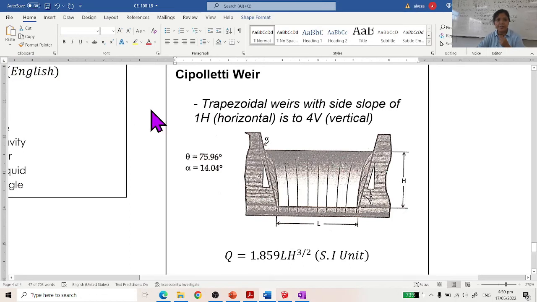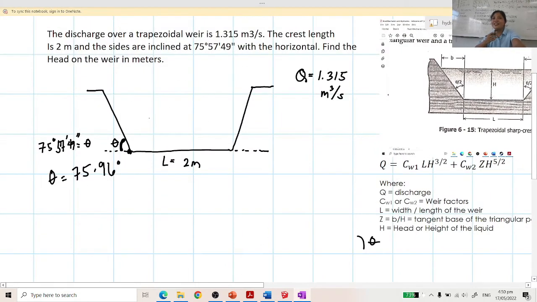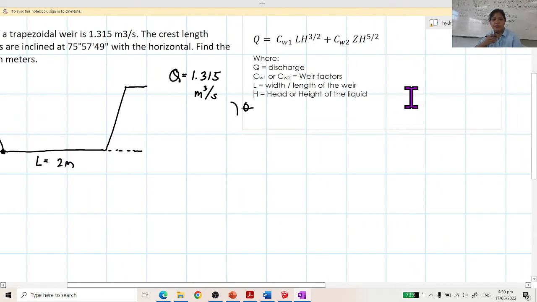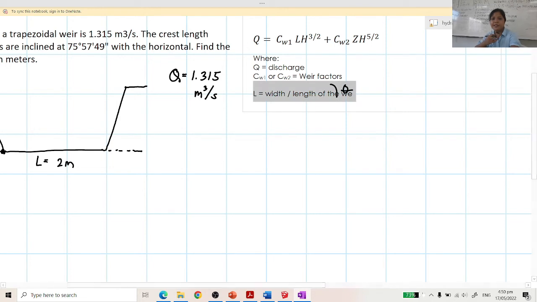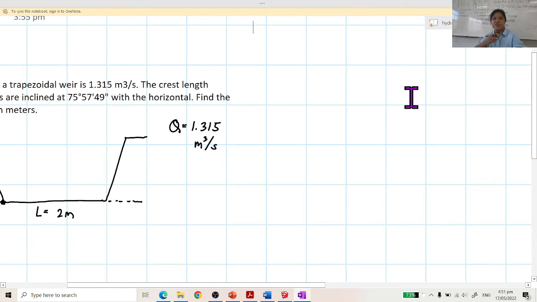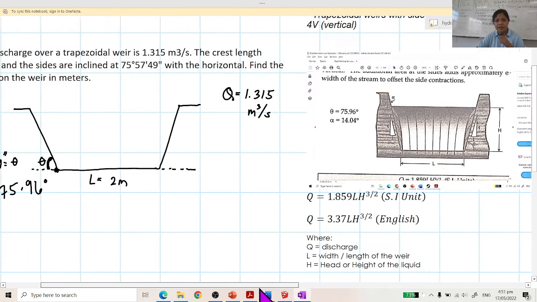Ang formula na gagamitin natin para sa problem na ito ay ang formula for trapezoidal weir but given ang kanyang slope is 75.96 degrees. Compliant kasi tayo dun sa problem. Clue na rin yan eh. Kapag hindi given yung Cw, ganyan. Wala ding binigay na base na measurement. Magtaka na muna tayo. Ano kaya yun? Okay. So, titingnan natin sa formula.